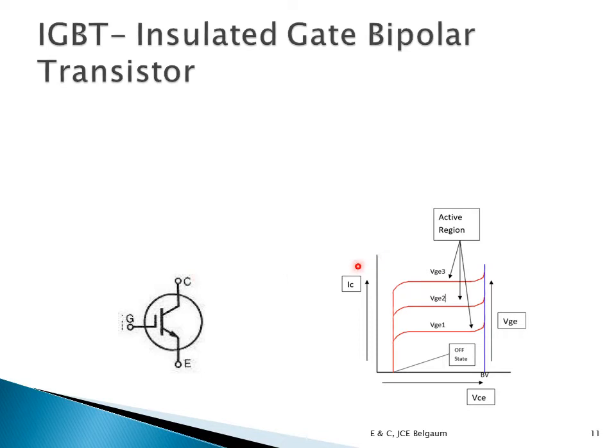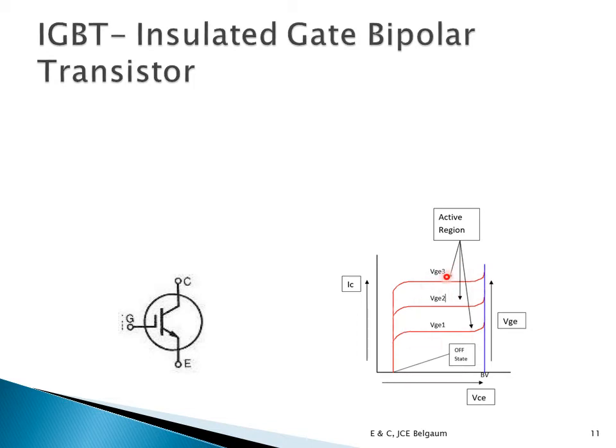The characteristics are drawn between the output current, which in this case is the collector current, versus VCE, that is the output voltage between the collector and emitter. And note that these lines that are drawn are for different values of VGE. Okay, not VGS but VGE. So in the graph you should make these different representations properly to get full marks. If you write VGS here, then you won't be getting marks for it.